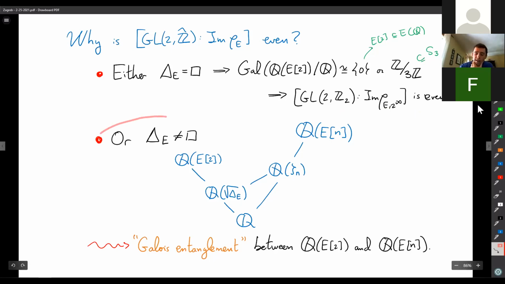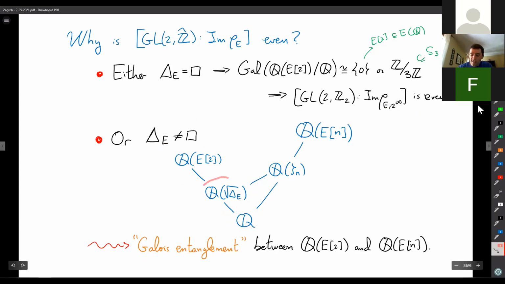Now, the other case, which is actually, I think, more interesting, is what happens if the discriminant is not a square. If it is not a square, then this is the first example of what we call a Galois entanglement. What happens is that the square root of the discriminant is contained in the 2-torsion field.